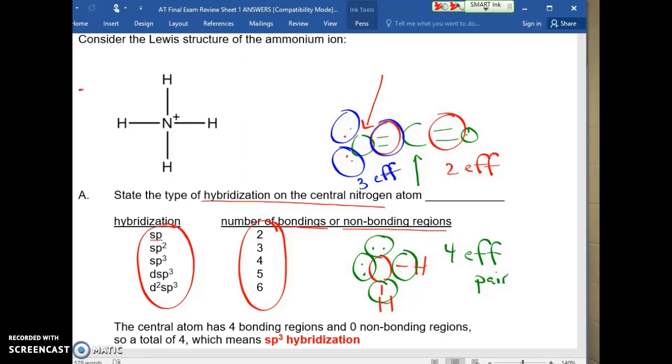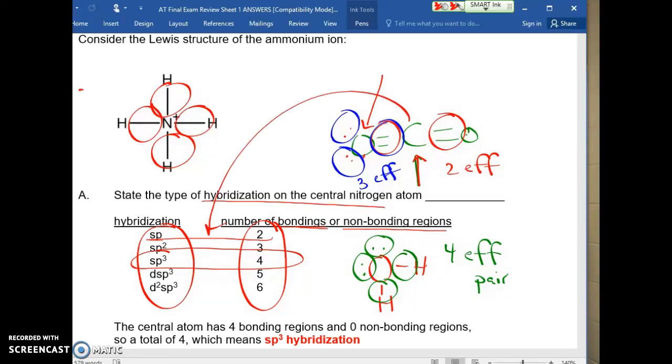So I go here, and I see I have 1, 2, 3, 4 bonding around the nitrogen, no non-bonding. That means 4. That means this is what we call sp3 hybridized. By comparison, something like the carbon in CO2 would be sp hybridized. And of course, the oxygen would have 3 domains, so that would be sp2 hybridized.